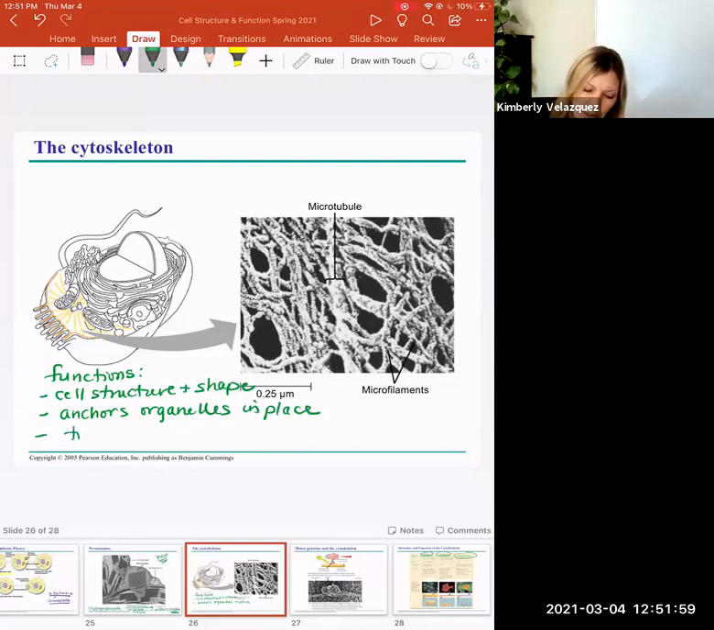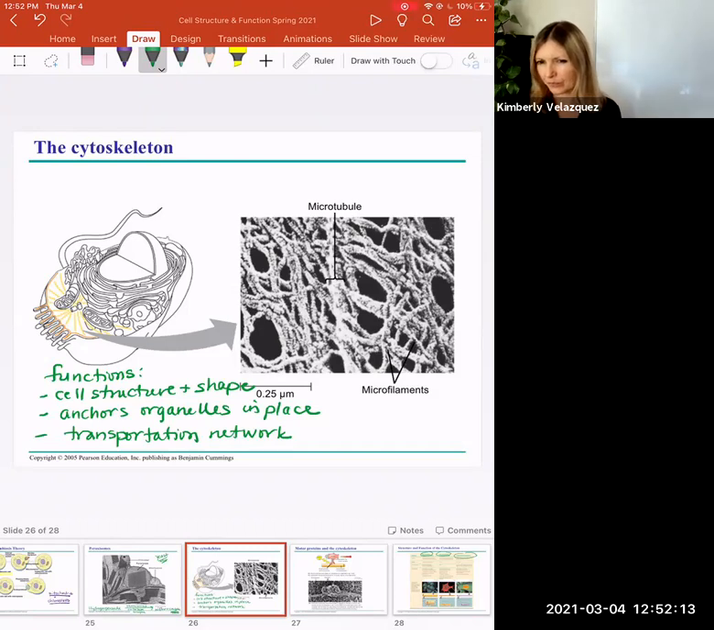It's the transportation network. So for those transport vesicles, they don't free float from the ER to the Golgi. They move along this transportation network called the cytoskeleton. And then when those transport vesicles need to move to the plasma membrane to get materials out of the cell or move materials into the cell, those transport vesicles move along elements of the cytoskeleton. So this would be movement of materials inside the cell.